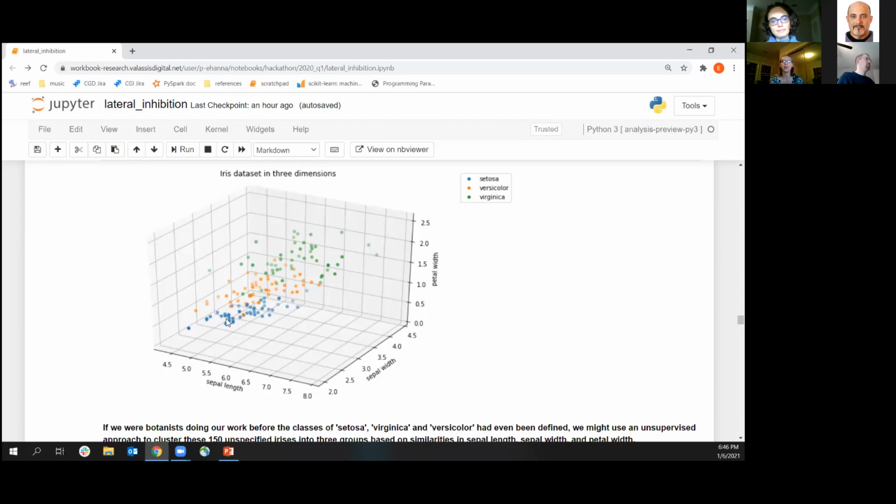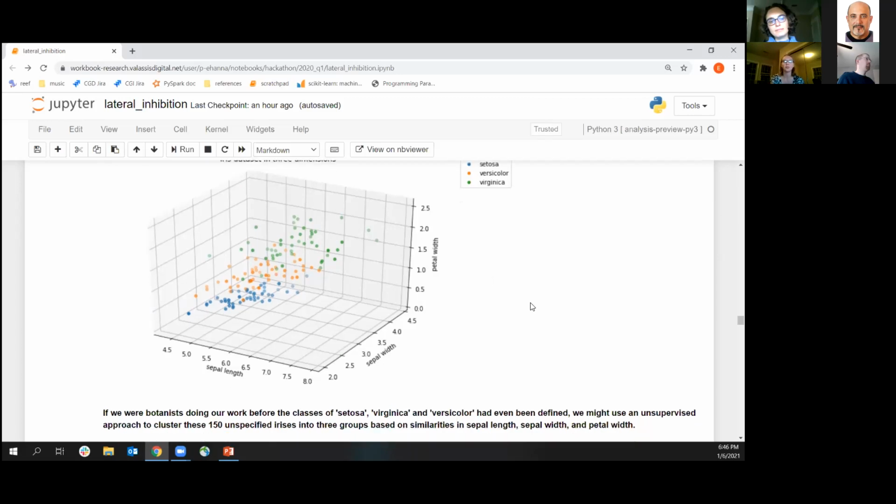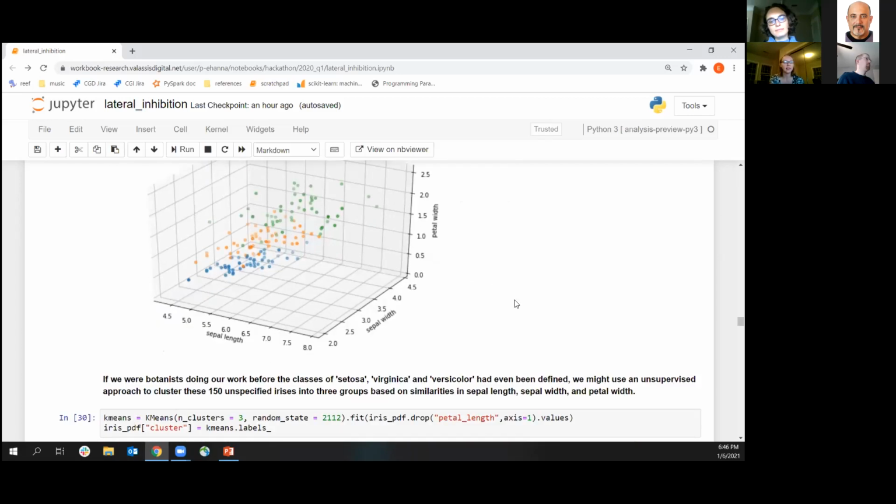Setosa is pretty good, but especially I want you to bear in mind that versicolor and virginica tend to overlap. They're sort of one really big glob, whereas setosa is very dense and it's a little bit farther apart from these other 2.